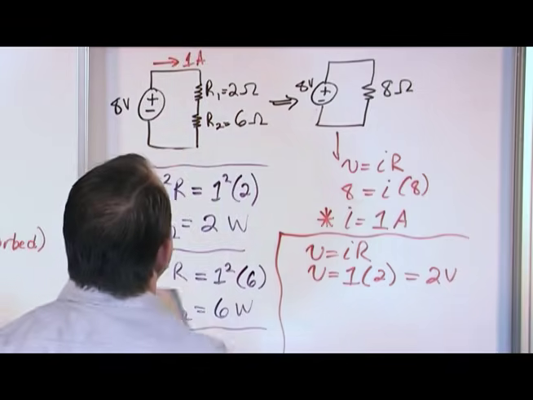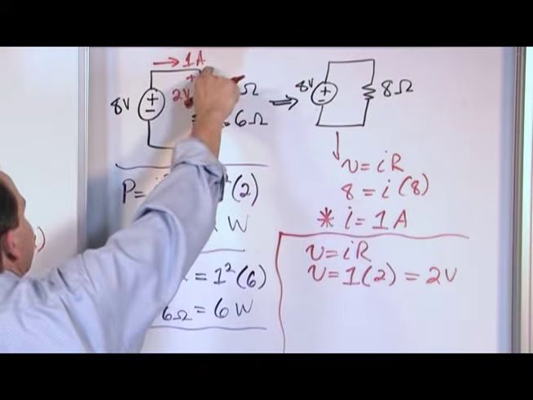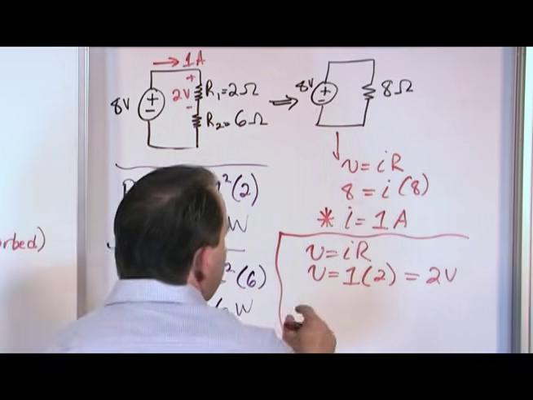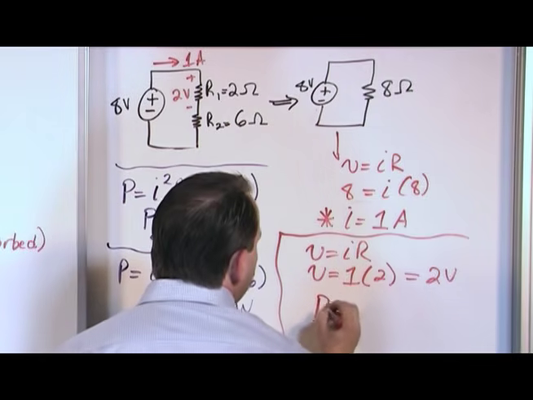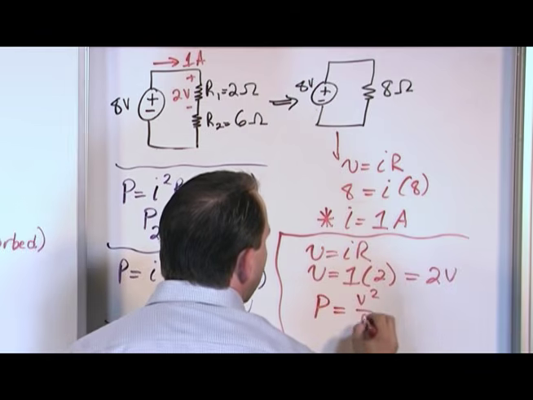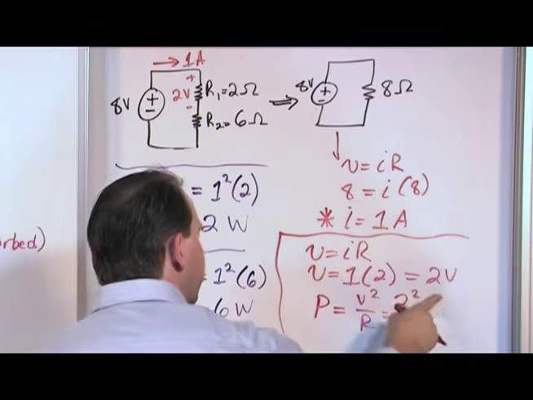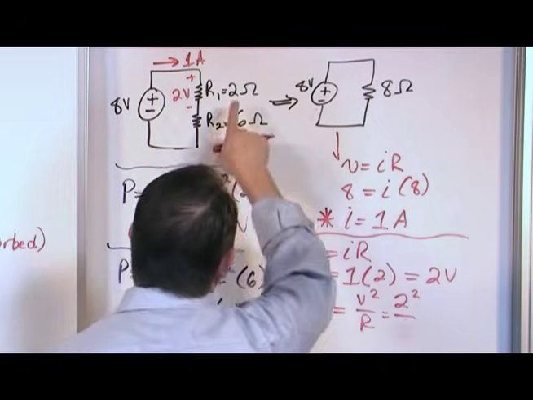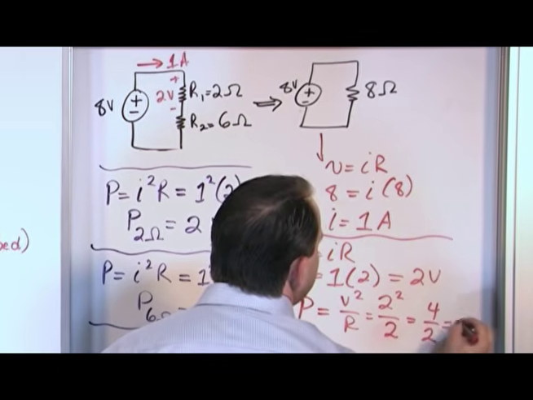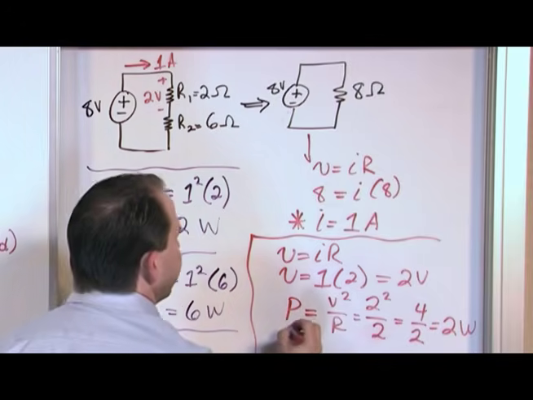So there's 2 volts. Here, I'll just draw it since we've kind of gotten to this point. There's 2 volts across this particular resistor right here. And so if I calculate the power according to V squared over R, 2 squared over R, R is 2. 2 squared is 4 over 2. So the power is 2 watts for the 2 ohm resistor.